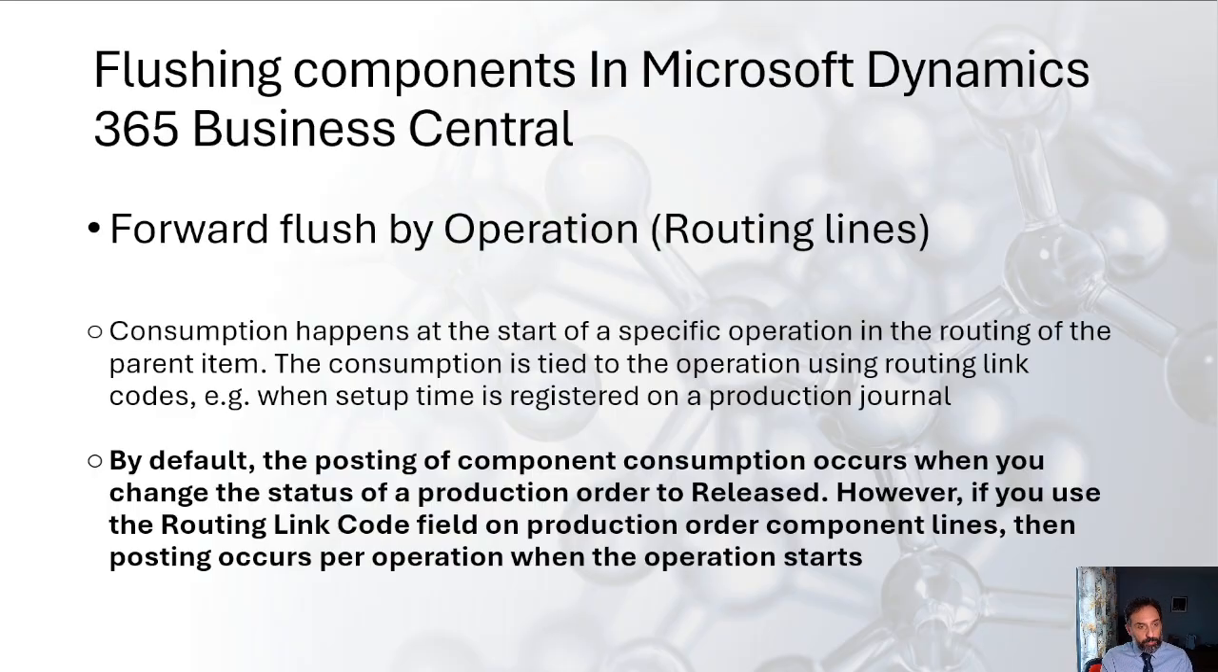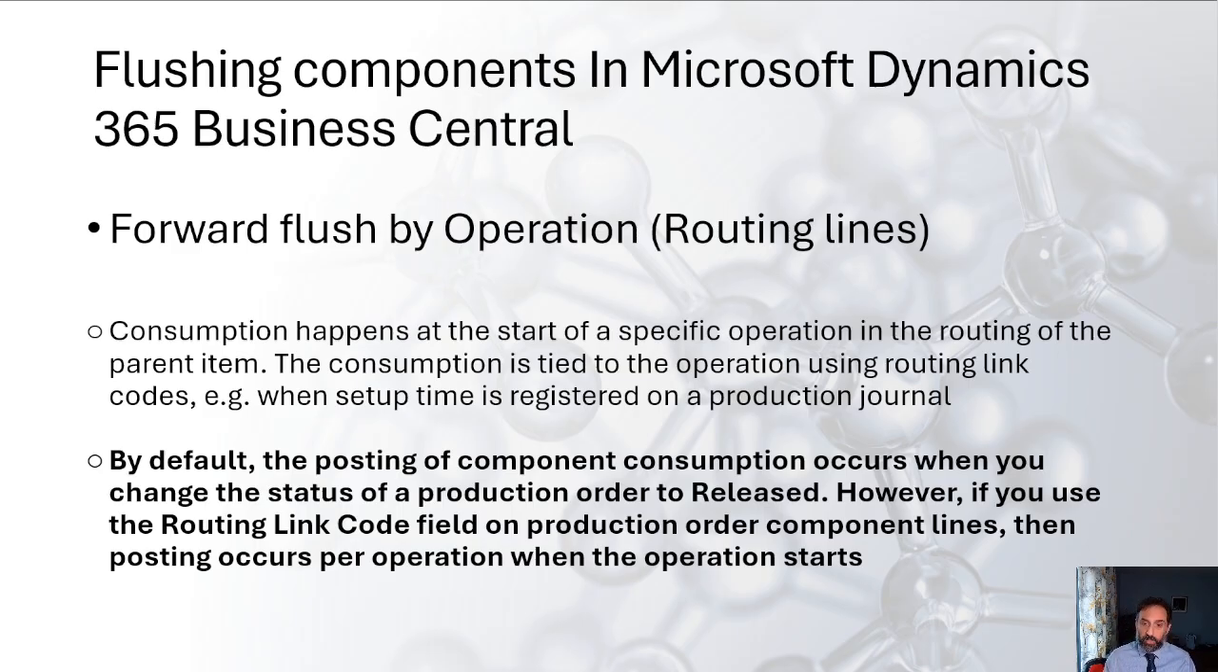Forward flush by operation works on routing lines. And so on the routing lines, we set up the link between an operation and the forward flush of the item. So the consumption in this case happens at the start of a specific operation in the routing of the parent item, not at the start of the production order. And so the consumption is tied to the operation, again, using routing link codes.